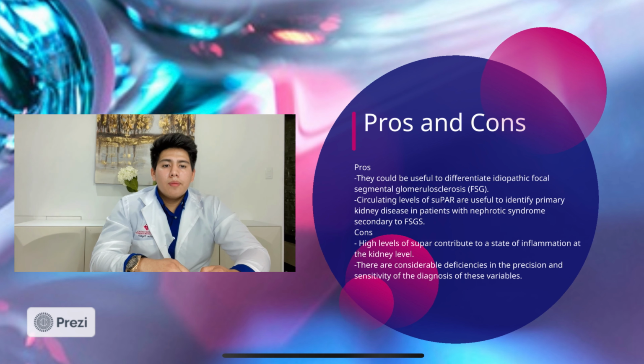Pros and cons. Pros: they could be useful to differentiate idiopathic focal segmental glomerulosclerosis (FSGS); circulating level of suPAR is useful to identify primary kidney disease in patients with nephrotic syndrome secondary to FSGS. Cons: high level of suPAR contributes to a state of inflammation at kidney level. There is considerable deficiency in the precision and sensitivity of the diagnosis of these variables.